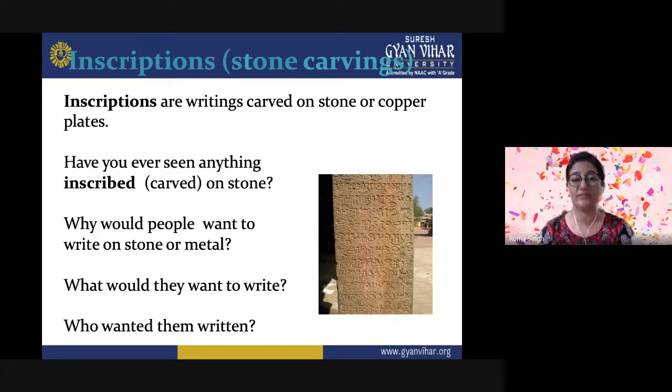which makes it interesting. So why would people want to write on stone or metal? Were there no papers available, or had the art of language or writing not developed yet? What was the reason they were doing that? They will be forced to think about it, and they will find a reason behind that. What would they want to write? Who wanted them written?